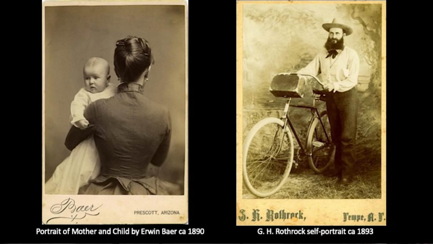The other one is another Rothrock image. That's George. In 1893, he had a Tempe studio very briefly, so we can date that as 1893. That's him with his bicycle, and the little box is one of his Kodak camera boxes, so he could take his Kodak camera in the field as he went around.